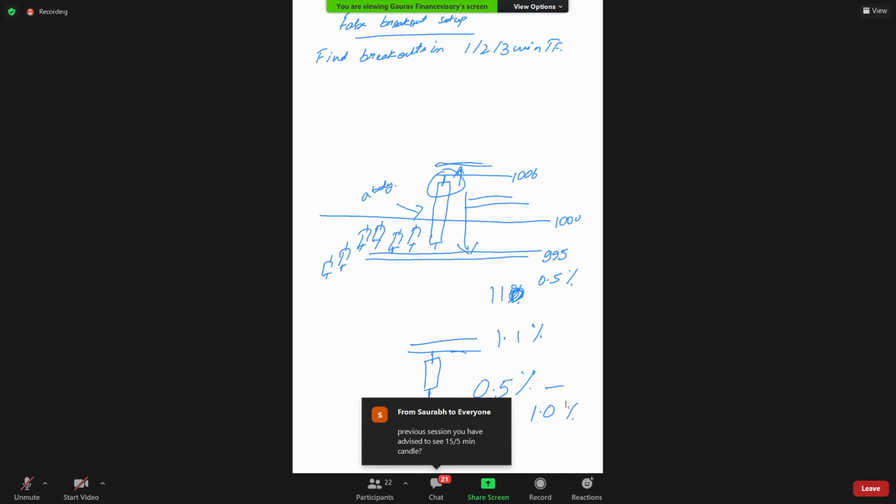In the previous session, you advised to see 15 and 5-minute. I have advised to look for structures in 15 minutes, not less than that. To find structures, I have advised you to look in 15 minutes and to take entries on 1 minute, 2 minute, and 3 minutes. 15 minutes is the minimum time frame to find structures. You will never find structures in 5 minutes or 10 minutes time frame.